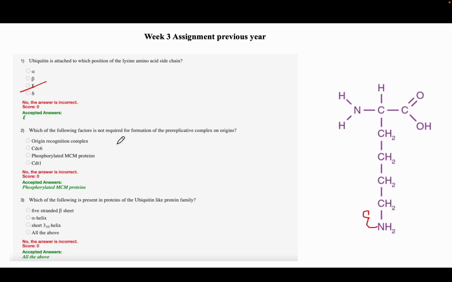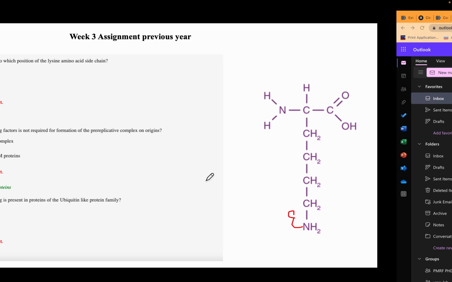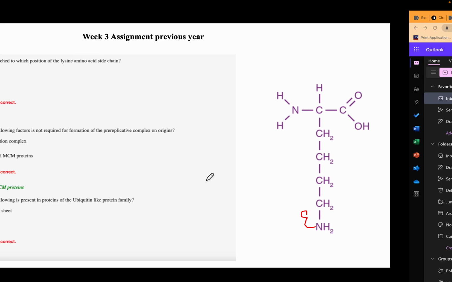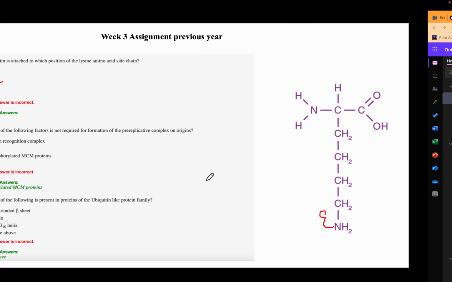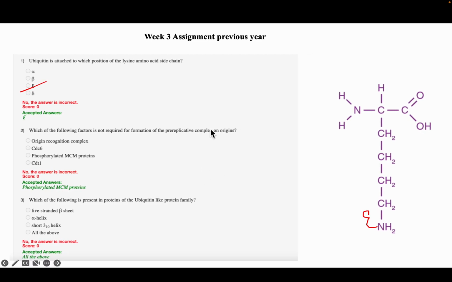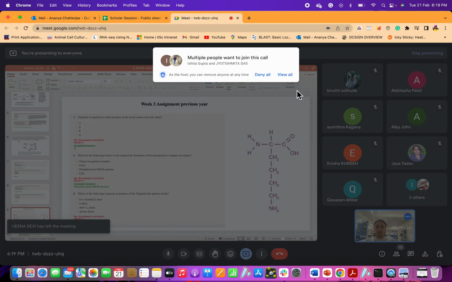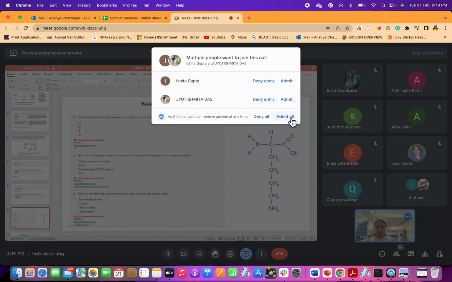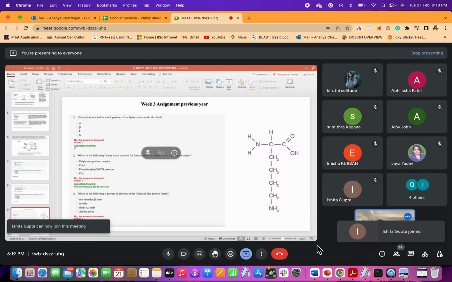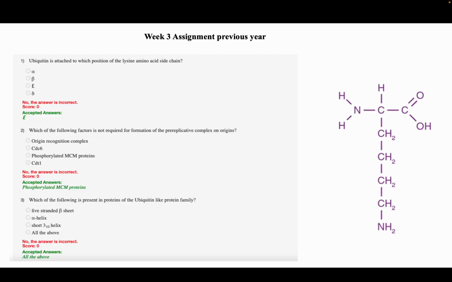Which of the following factors is not required for formation of pre-replicative complex on origins? So the answer is phosphorylated MCM proteins.